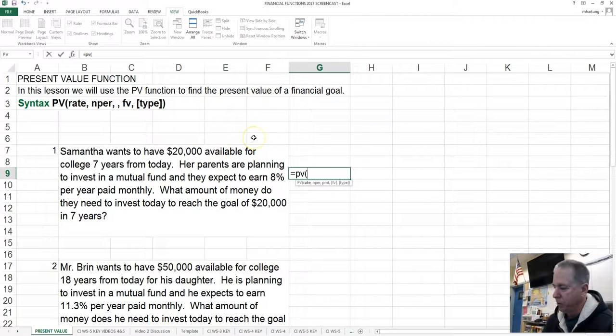So we need to convert it to monthly because we're paying it monthly. We're compounding monthly. So we're going to put in 0.08. You could also type 8% divided by 12. So that's the rate. And then we have to separate that with a comma to put in the next argument or the next element of this particular function.